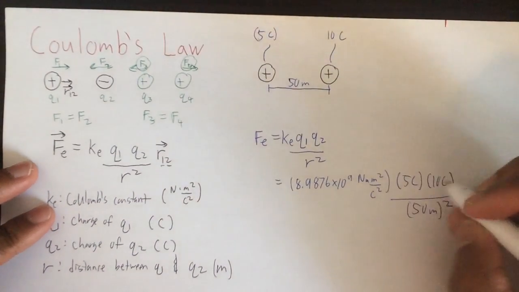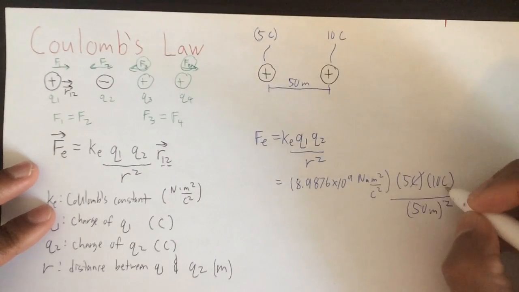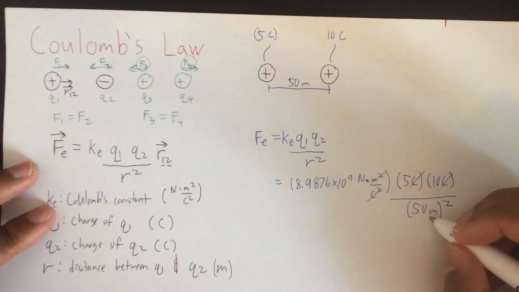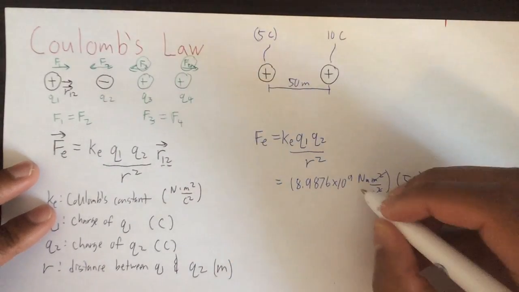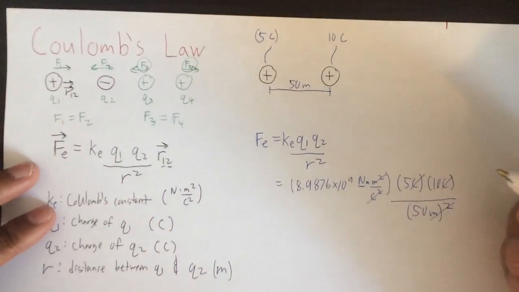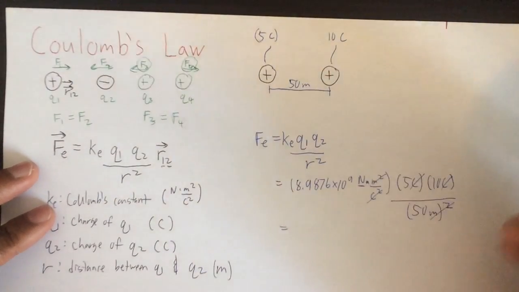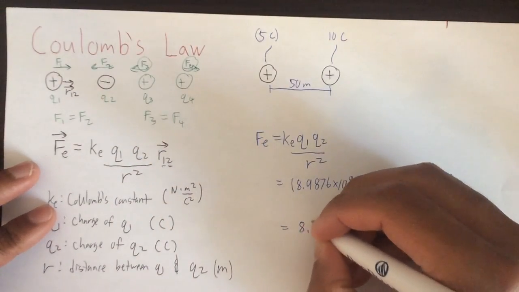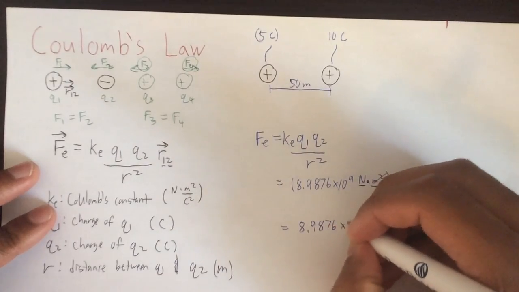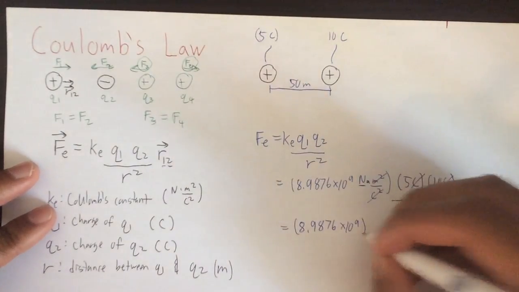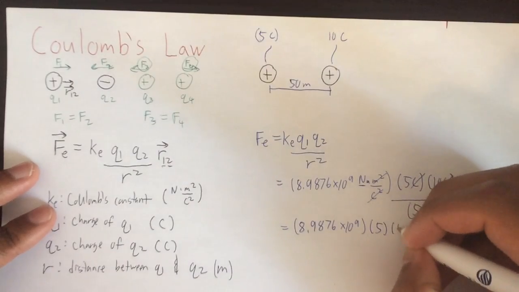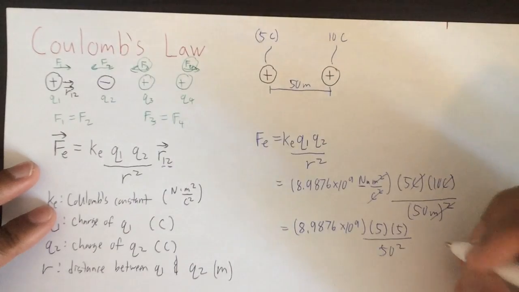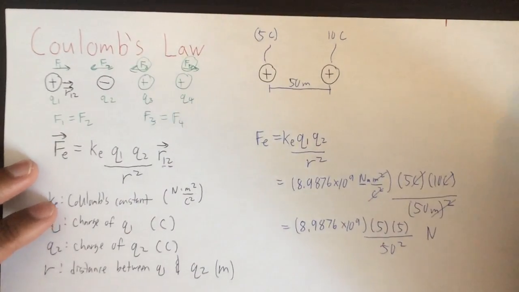So if you look here, these two coulomb units cancel with these two coulomb units. The meter squared units cancel with this meter squared unit, and then you're just left with newtons, which is the correct unit for force. So if we clean this up a little bit without all the units, 8.9876 times 10 to the 9th times 5 times 5 divided by 50 squared, and it's going to have units of newtons.